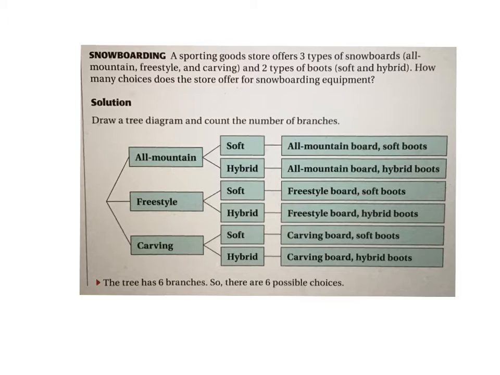Problem says a sporting goods store offers 3 types of snowboards, all mountain, freestyle, and carving, and 2 types of boots, soft and hybrid. How many choices does the store offer for snowboarding equipment? So what we did first is we took the 3 options of snowboards, and you can get any of those in either soft or hybrid. Basically, it gives you 1, 2, 3, 4, 5, 6 choices. So 6 choices of different kinds of snowboards you can get based on what kind you need.